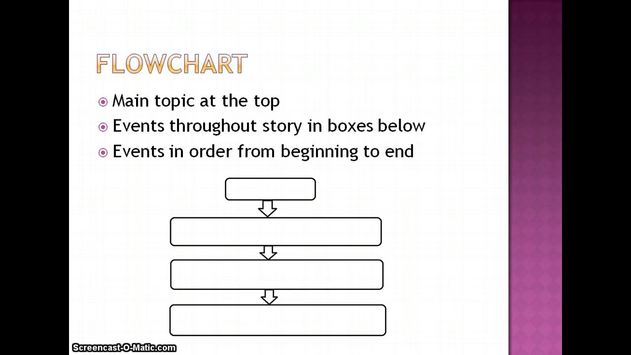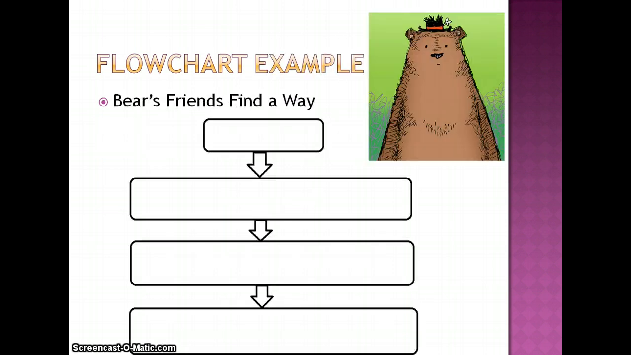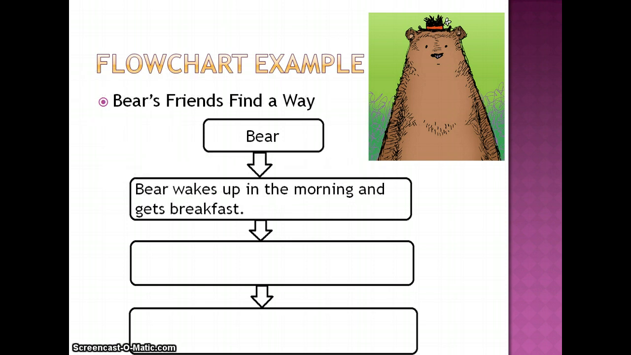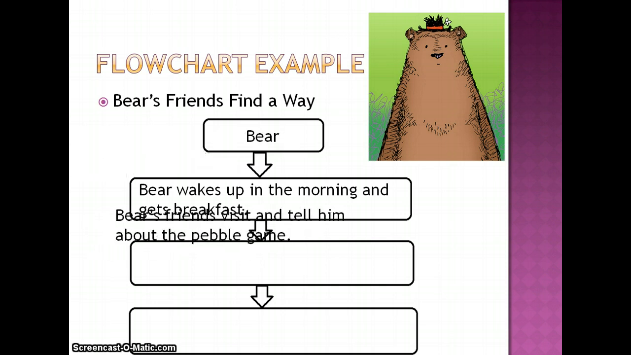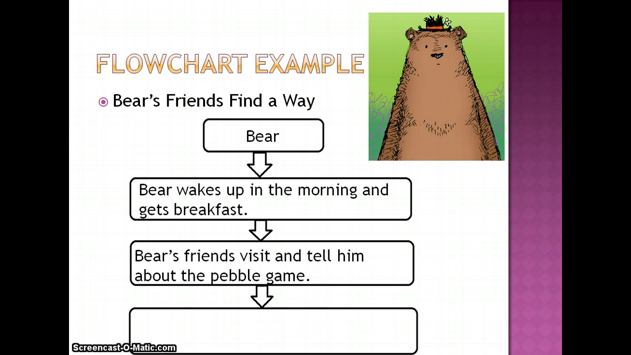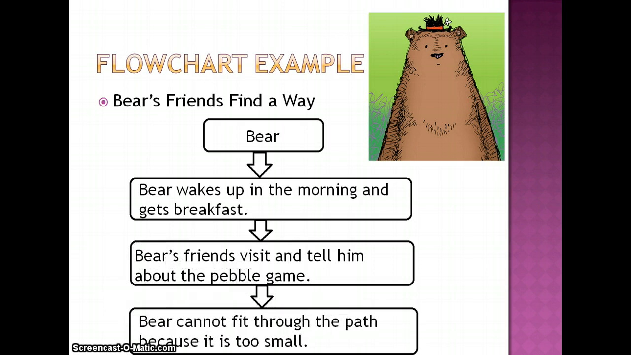So let's use Bear's Friends Find a Way as an example. The topic that I used for this was, once again, Bear. So what was the first thing that happened in the story? Well, the first thing that happened in the story is that Bear wakes up in the morning and he gets breakfast. And then what happens after Bear wakes up and gets breakfast? His friends come to visit him and they tell him about the pebble game. And then on their way to the pond to go play the pebble game is when Bear was too big to fit through that small path of trees. And this can keep going on and on throughout the story, but I just wanted to give you an idea using the first 3 things that happened.